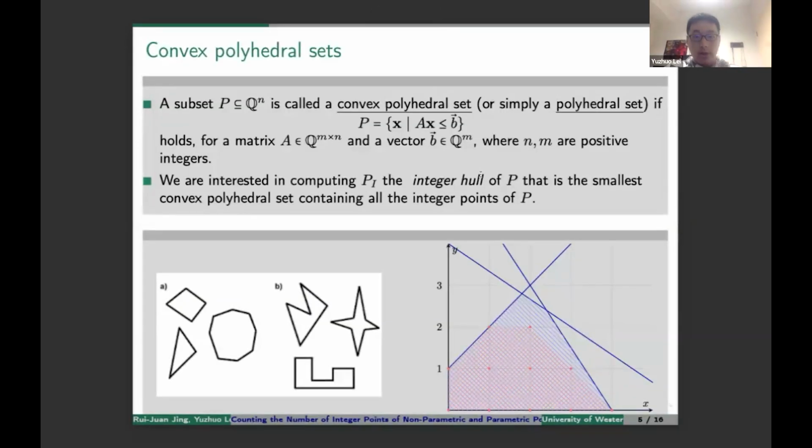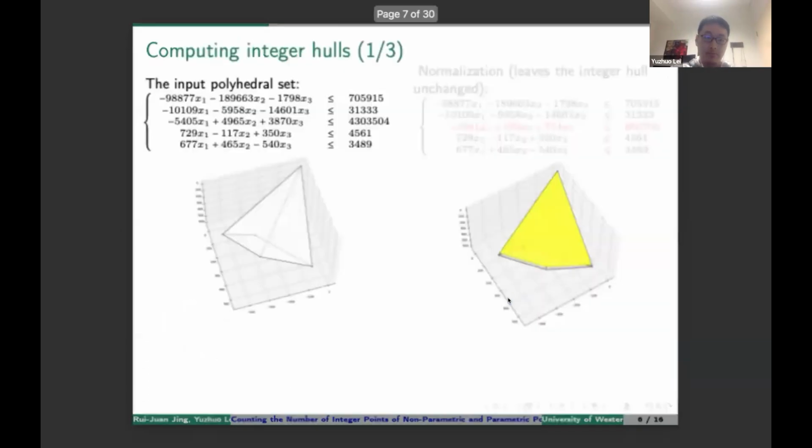Here are some definitions. A convex polyhedral set is given by the relation AX less than or equal to B, where A is a matrix and B is a vector. The integer hull of P is the smallest convex polyhedral set containing all the integer points of P. As you can see here, the red region is the integer hull of the blue polyhedral set in 2D.